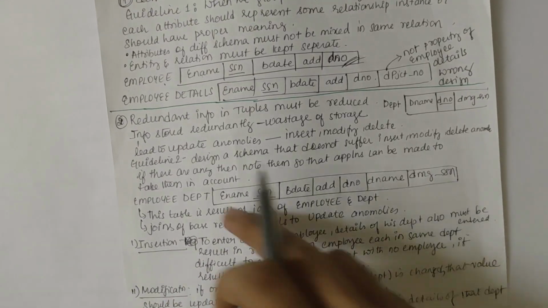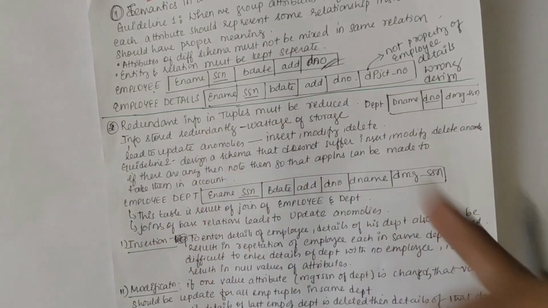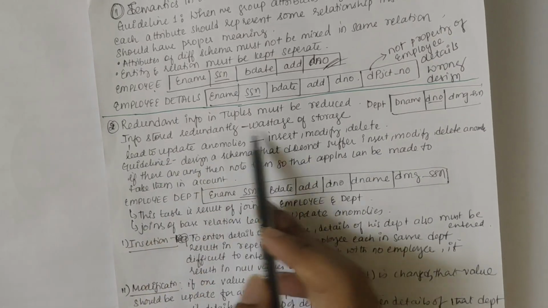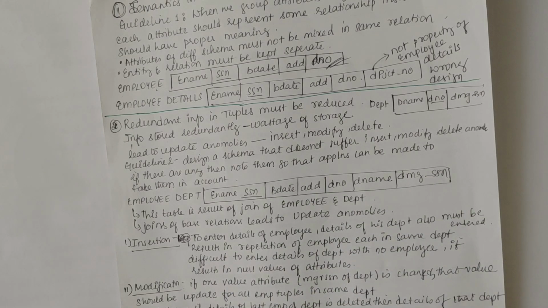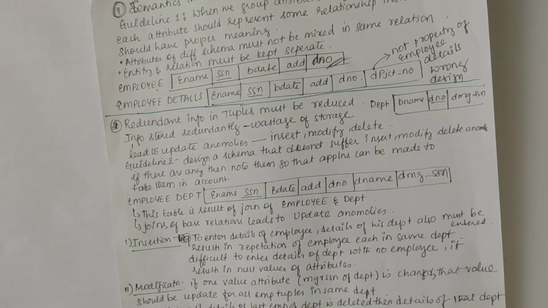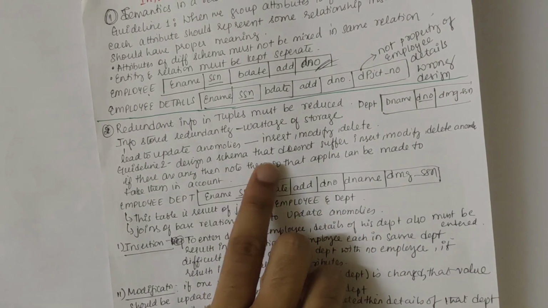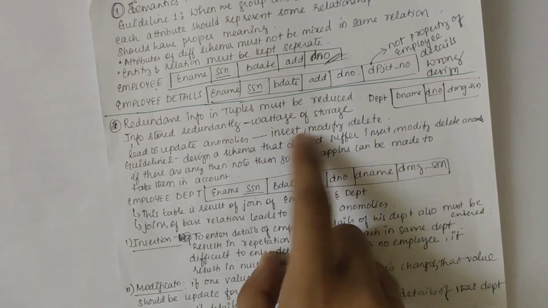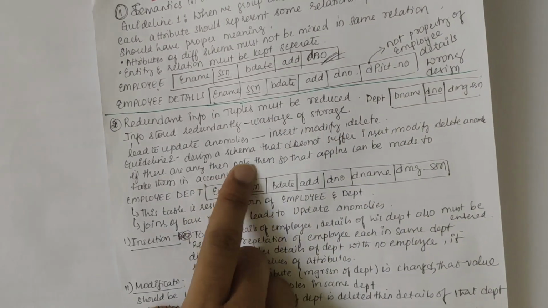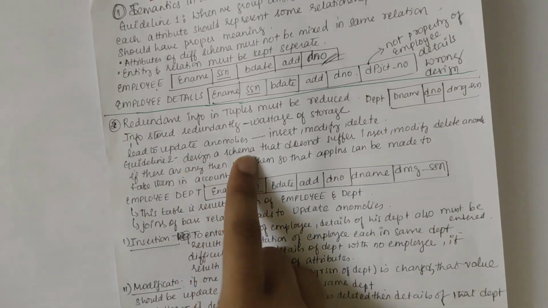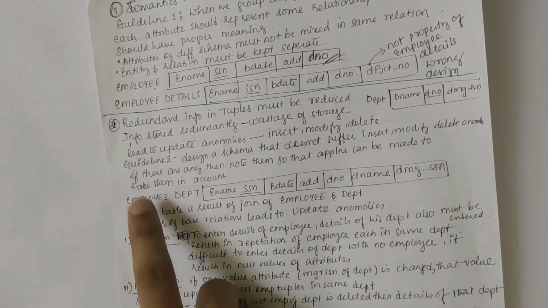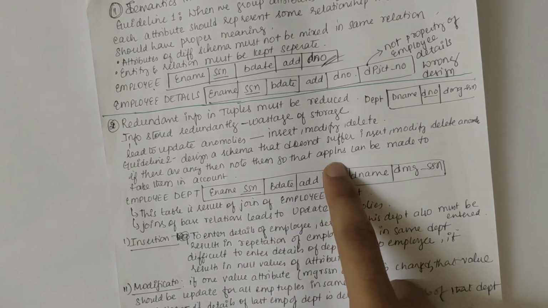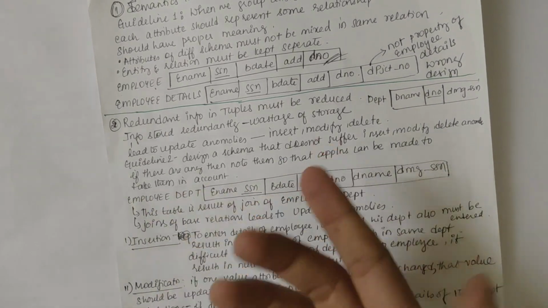Moving on to the second guideline, redundant info in tuples must be reduced. Info stored redundantly leads to wastage of storage and leads to update anomalies. What are update anomalies? Those situations which need to be avoided while designing a database. We have three types of anomalies here: insert anomaly, modify and delete. So guideline 2 states that we should design a schema that does not suffer insert, modify, delete anomalies. If there are any, then note them so that applications can be made to take them into account.